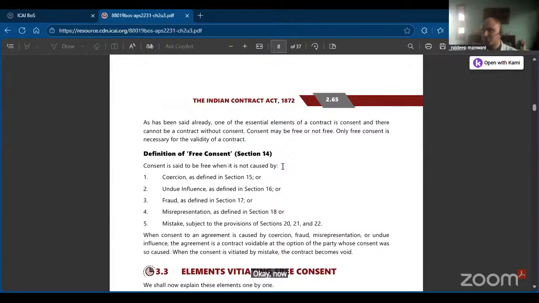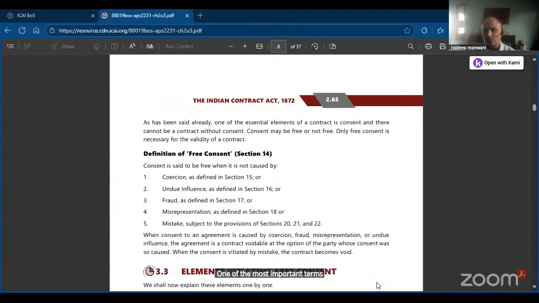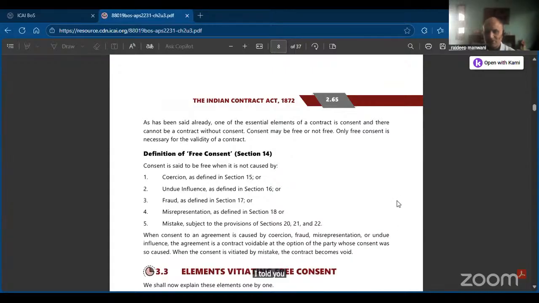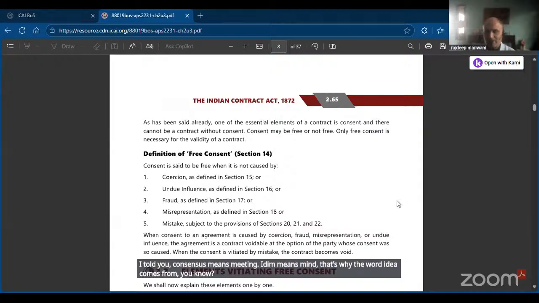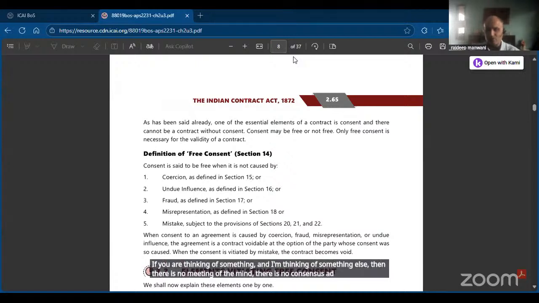Okay, now listen here. When we were discussing the essentials of a valid contract, one of the most important terms which I told you was a Latin term called consensus ad idem. If you remember, I told you consensus means meeting, idem means mind. That's why the word idea comes from it. So, the meeting of the minds of both the parties should happen. If you are thinking of something and I'm thinking of something else, then there is no meeting of the mind. There is no consensus ad idem, and therefore there is no contract.